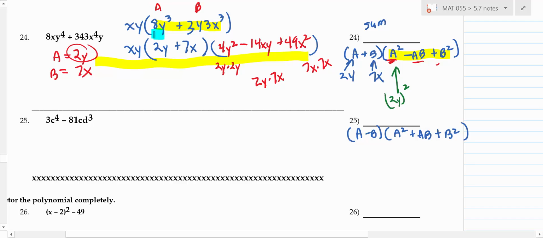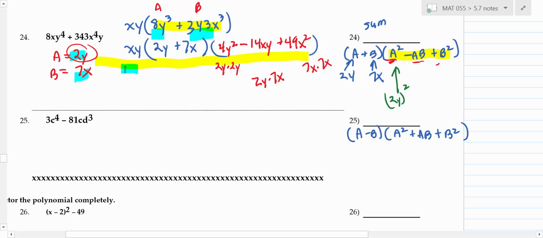Go back here. See, after you took the common factor out, this is a sum of two cubes. So where did the 2y come from? What do you multiply out 3 times that gives you 8y the third? 2y. 2y times 2y times 2y is 8y the third. That's how I figured that out. And then the b is what do you multiply out 3 times that gives 343x to the third? That's 7x. So if you do 7 times 7 times 7, you get 343. So once you take out the common factor, that's a part of your answer.